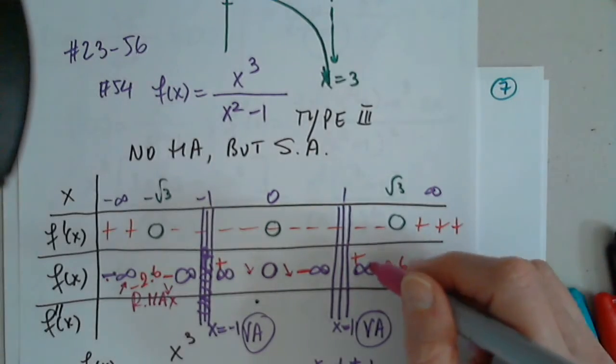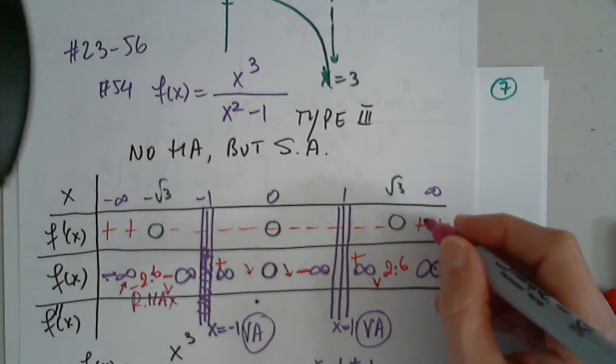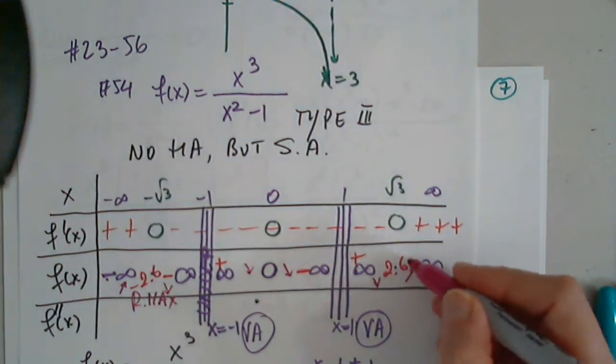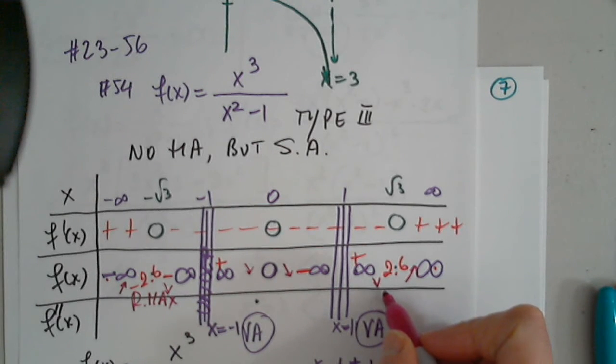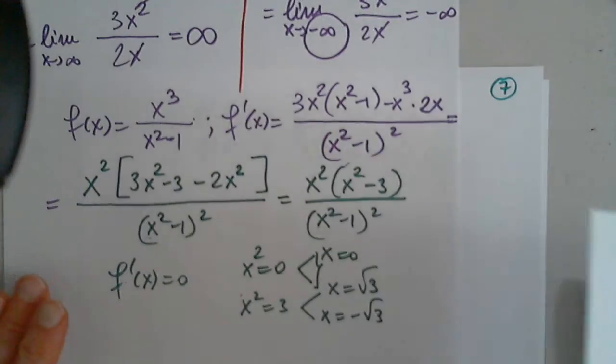Okay, so from positive infinity to 2.6 is decreasing, yes. From 2.6 to infinity is increasing, yes. What type of point is the square root of 3, comma, 2.6? Minimum. Relative minimum, very good. Almost there, but we have a lot of work with the second derivative. It's not a nice function at all.